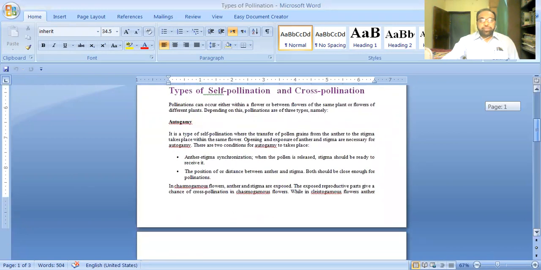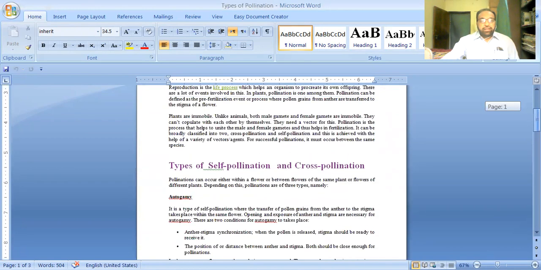Self-pollination is a type of pollination in which pollen grain transfers within a plant or within a flower. It means that if pollen grain is transferring in a single flower, or to a flower located on another side of the same plant, it is called self-pollination. Another plant is not required for this pollination, which takes place within a plant, and that's why it is called self-pollination. Self-pollination has two important types.